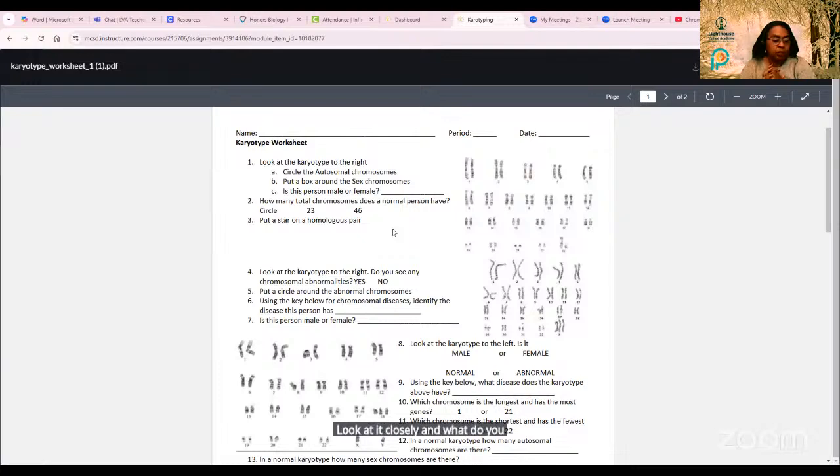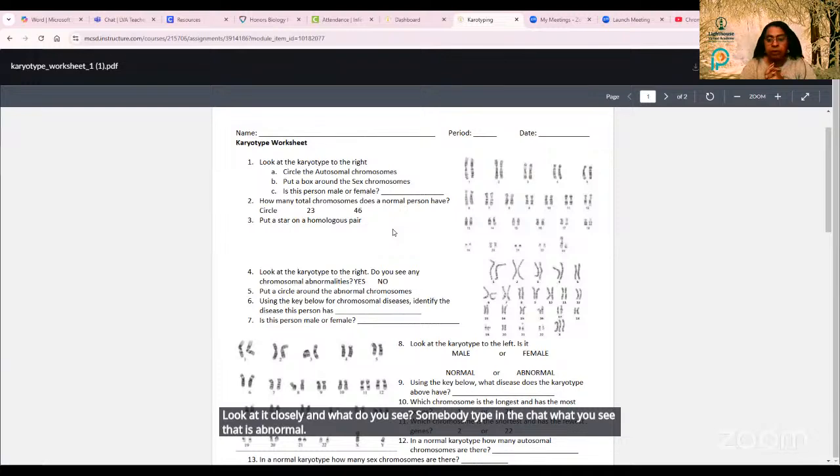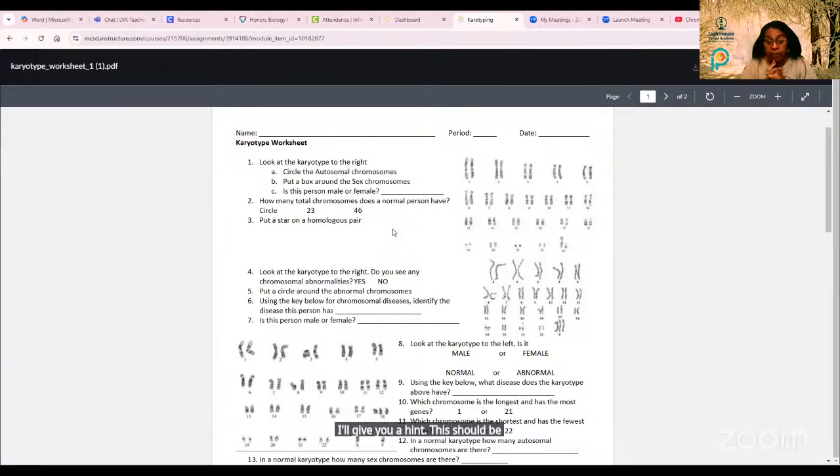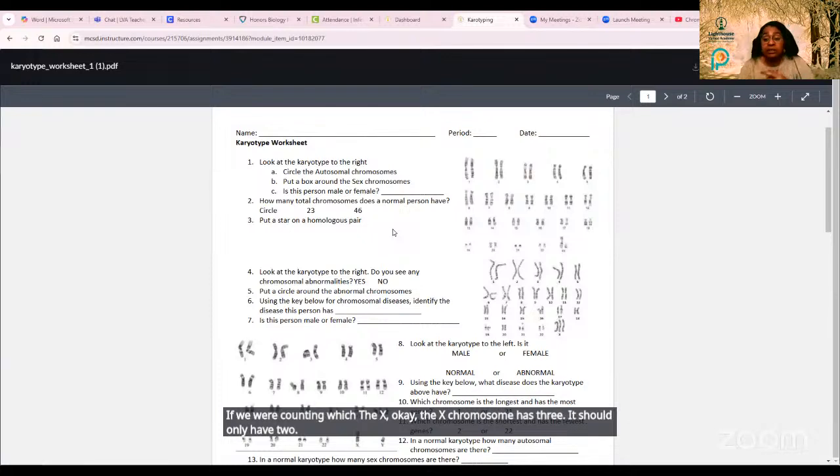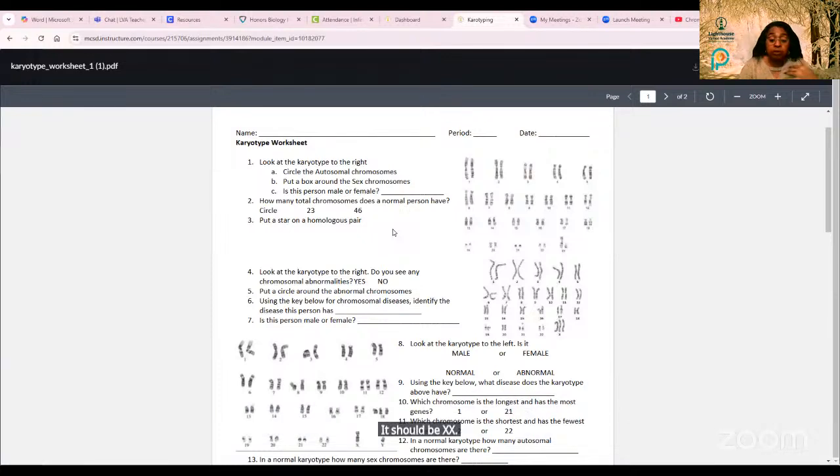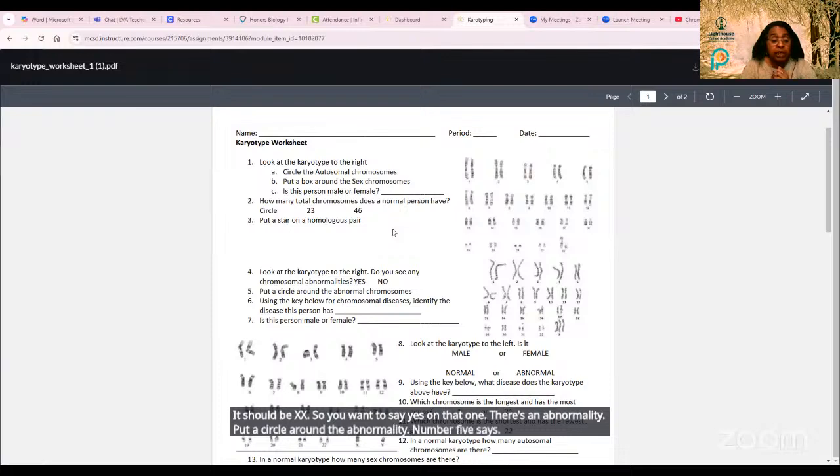Somebody type in the chat what you see that is abnormal. I'll give you a hint. There should be chromosome pairs. One of them is not. One has 3. Which one? Thank you, Natalie. If we were counting the X, the X chromosome has 3. It should only have 2. It should be XX. So you want to say yes on that one. There's an abnormality. Put a circle around the abnormality. Number 5 says circle the abnormality.